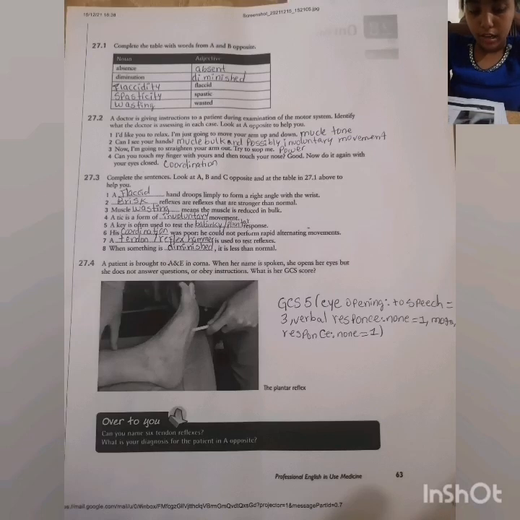27.4 A patient is brought to A and E in coma. When her name is spoken, she opens her eyes, but she doesn't answer questions or obey commands. What is the GCS score? GCS 5, eye opening to speech 3. Verbal response 1 and motor response 1.